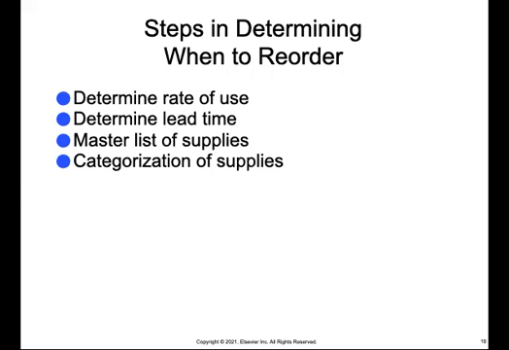So these are some steps in determining when to order. Number one, you want to determine how much of the product is used and how quickly it is used. This is the rate of use. When we talk about the rate of use, it's how much of the product is used and how quickly it's being used. The lead time determines how long it will take for the supplies to arrive at the office once the order has been placed.